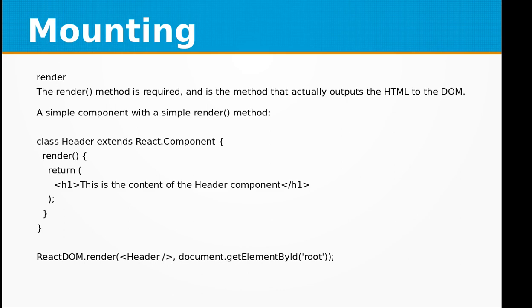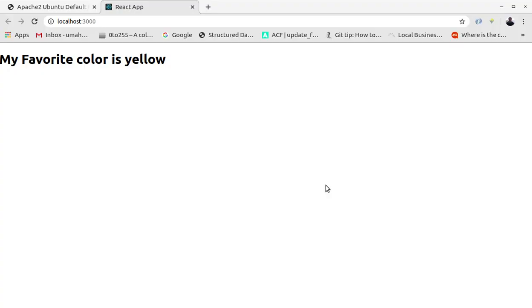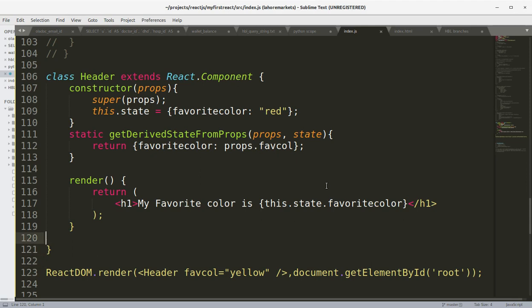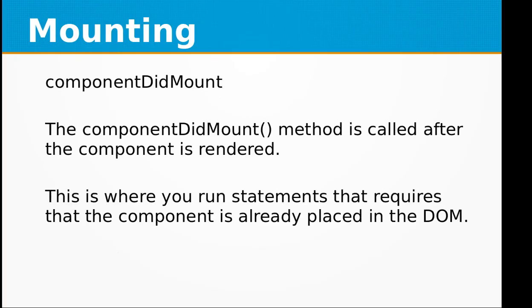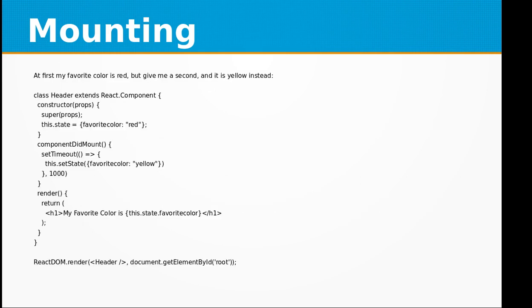You have already seen the render method we have used in our code previously in this playlist, and here as well. So there's nothing special about the render method, so we can go to the next one, which is componentDidMount. The componentDidMount method is called after the component is rendered. This is where you run statements that require that the component is already placed in the DOM.